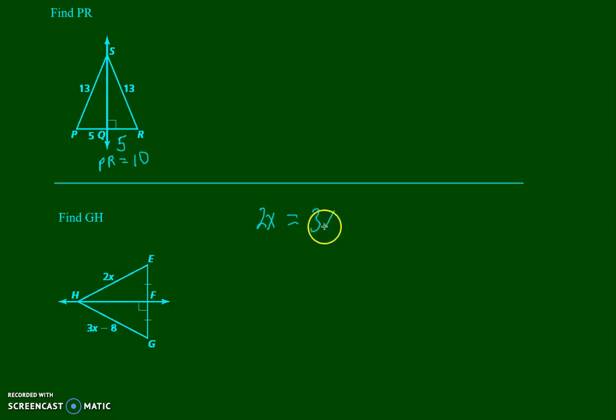equals 3x minus 8. Now when we play out the algebra here, if you want to work with negatives, that's fine. I don't like working with negatives, so I'm just going to subtract the 2x from this side. So 0 equals x minus 8. Let's add the 8. 8 equals x. Now we weren't looking for x.